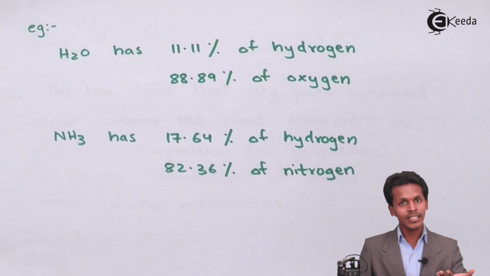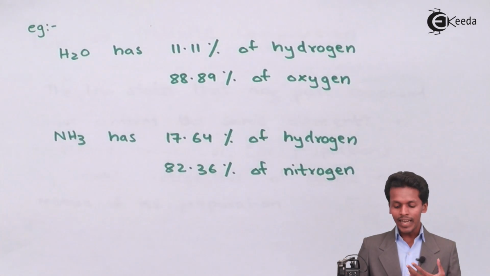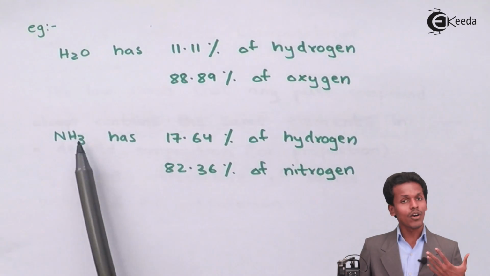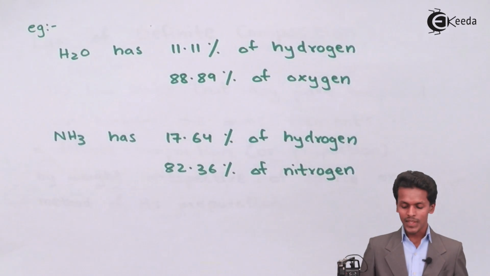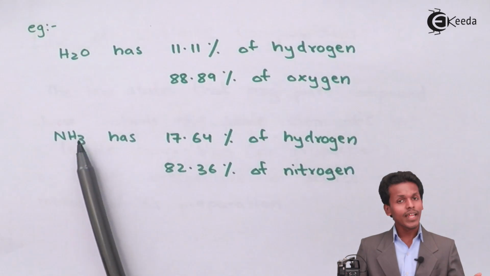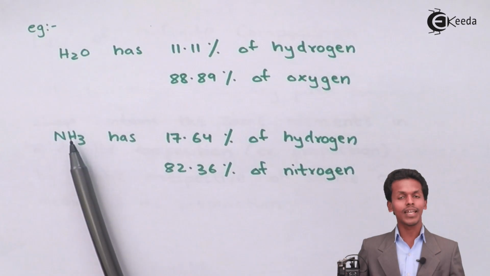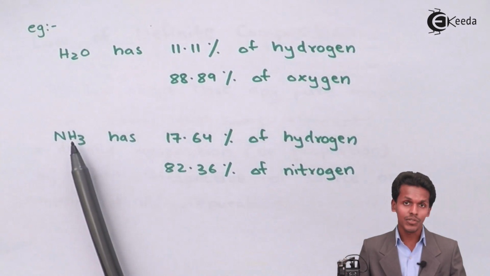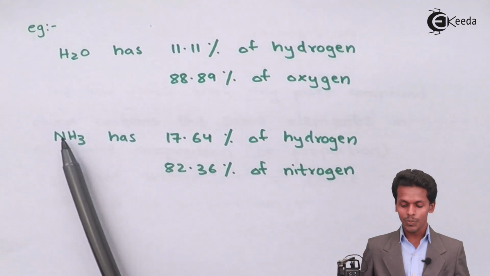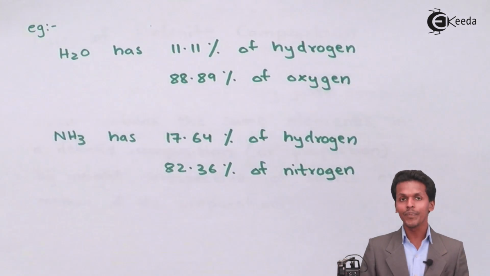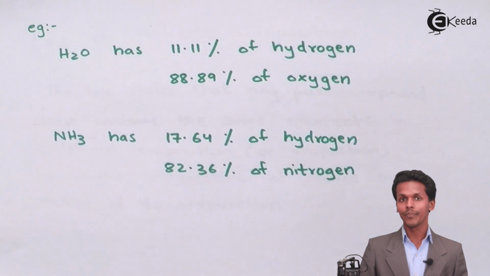Talking about another example, which is very easy to understand: NH3. When I observe the molar mass of NH3, each hydrogen is 1, but there are 3 hydrogens, so 3 hydrogens make 3 grams. Nitrogen is 14. So the overall molar mass of ammonia in this case is 17.